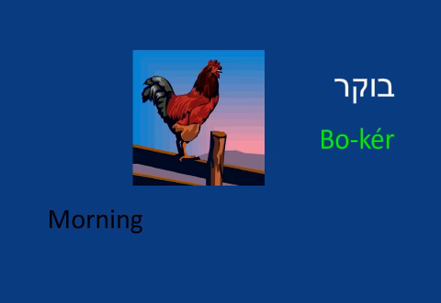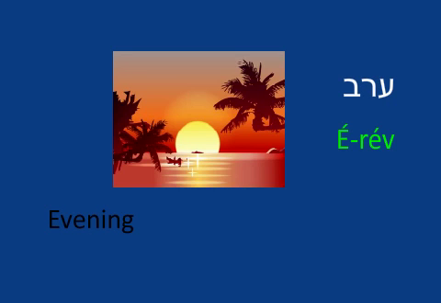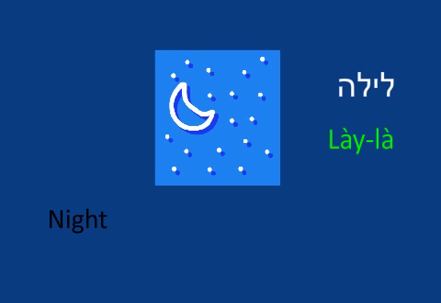Great. Now, how about the parts of the day? Morning is boker. And noon is tzaharaim. Evening is erev. And night is laila.